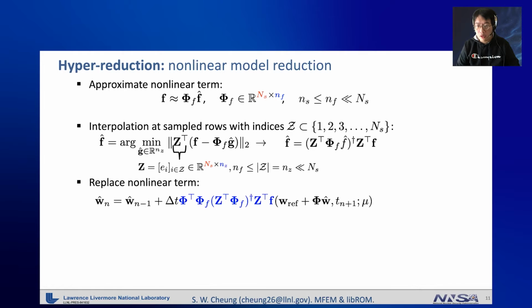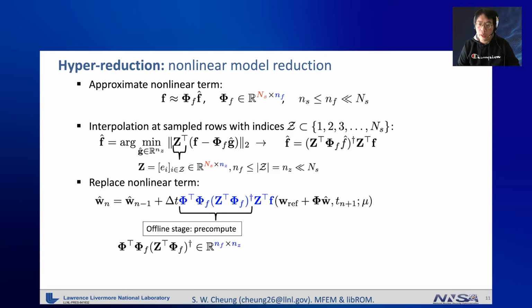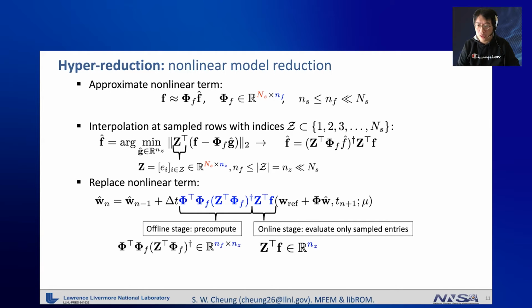Replacing the nonlinear term by this approximation may make the system look more complicated at first glance. However, the operator which maps the sample entries onto the solution subspace can be pre-computed in the offline phase. It is a small matrix and it is inexpensive to store. In the online phase, we just need to evaluate the sampled entries for the reduced order model.